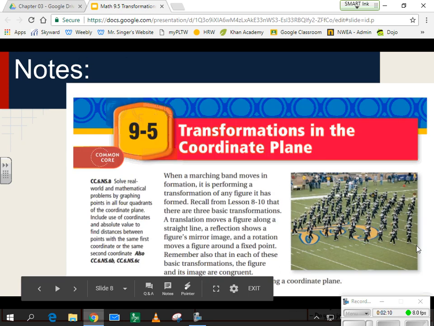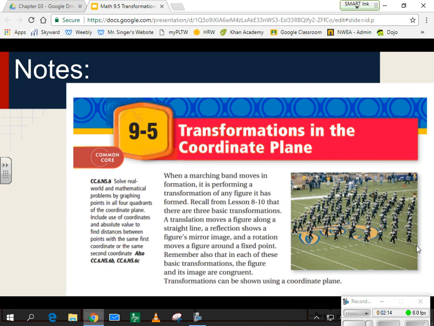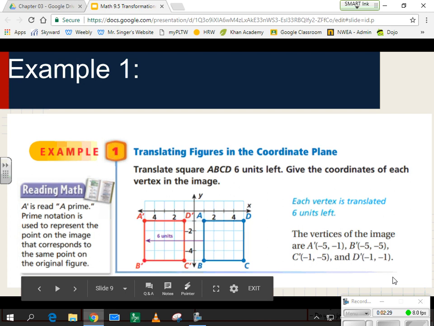All right. Well, when I was in marching band, like we can see here at the University of California, Berkeley's marching band, bands always move on a coordinate plane. We call that the gridiron or the football field. And in this lesson, we're going to talk about how you can move from one spot to the next. So let's talk about translations first.